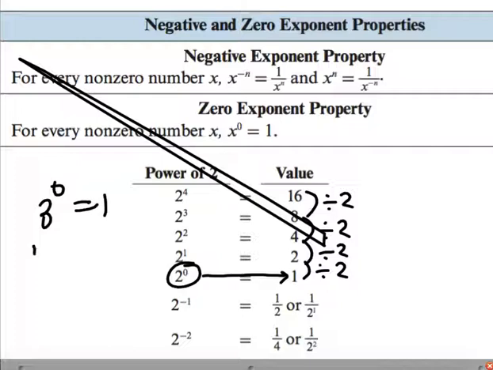And anytime we do this, anything to the 0 power, 3 to the 0 power is 1. 100 to the 0 power is 1. X to the 0 power is 1.